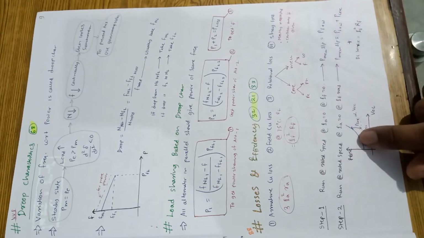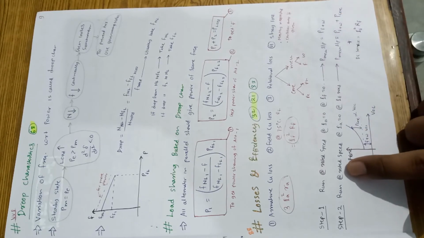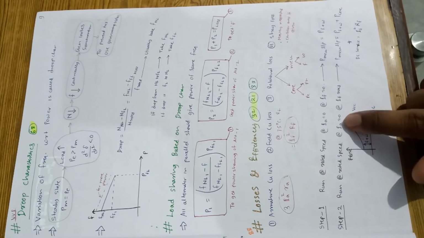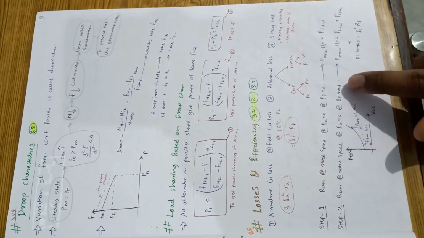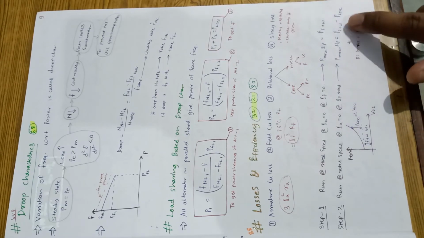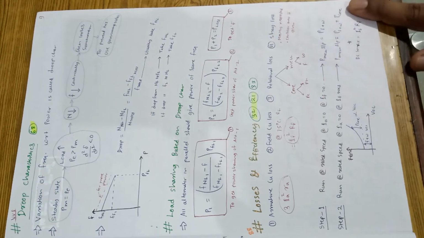In the second step, run the machine at rated speed without connecting any load, but give the field excitation. Then the mechanical power input will be friction and windage loss plus core loss also.